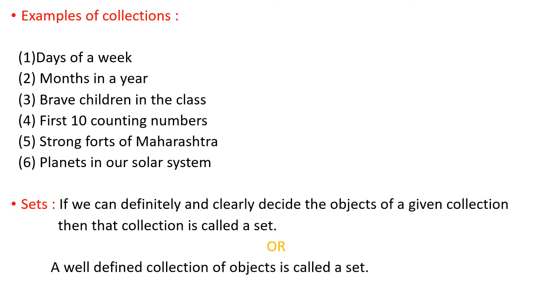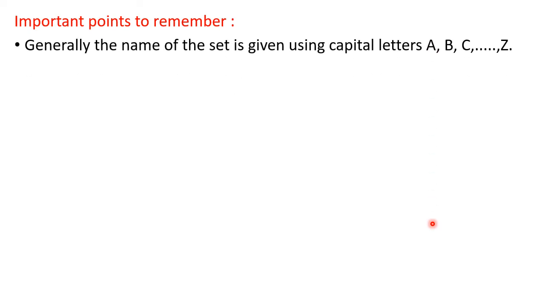Now let's go further. Now we will see the important points about the set: how to write the set. That is important. So these points you have to write down in your notebook so that you can understand them better. The very first point is the set is written by using capital letters like A, B, C, D up to Z. Or we name the set by using these capital letters. This is the first important point to be noted.